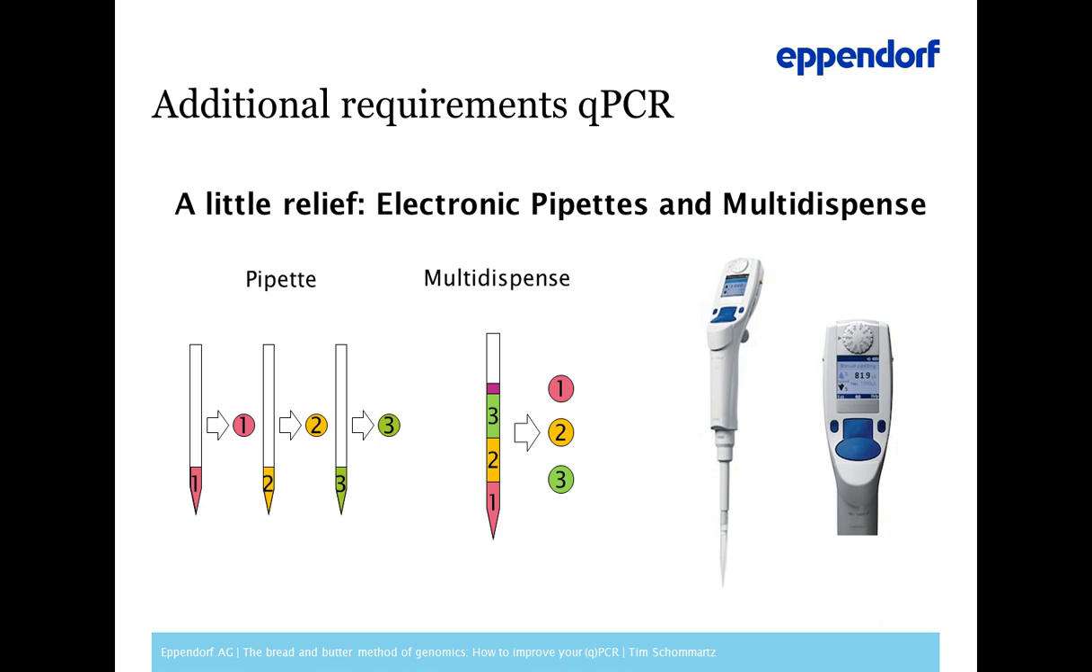Another relief is the use of electronic pipettes and multi-dispense mode. So if you work with regular pipetting, it means you are taking up one volume and you are releasing the exact same volume. Multi-dispense, in comparison, you take up a multiple of this volume and can then dispense several times. So this speeds up the process. This is a big relief for your hands, especially if you're already in the risk of getting RSI. So I would personally recommend using electronic pipettes for qPCR setup, or, as mentioned, automation.